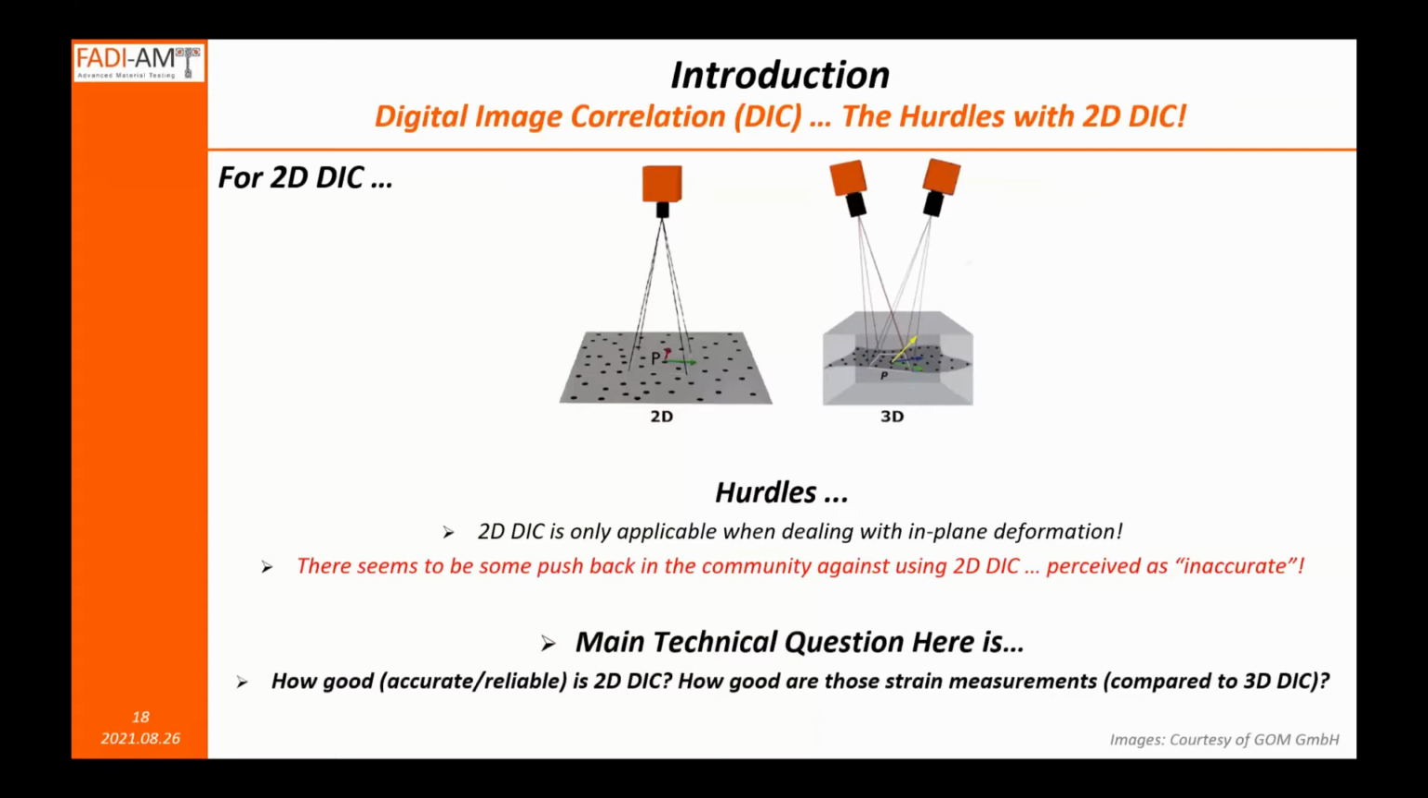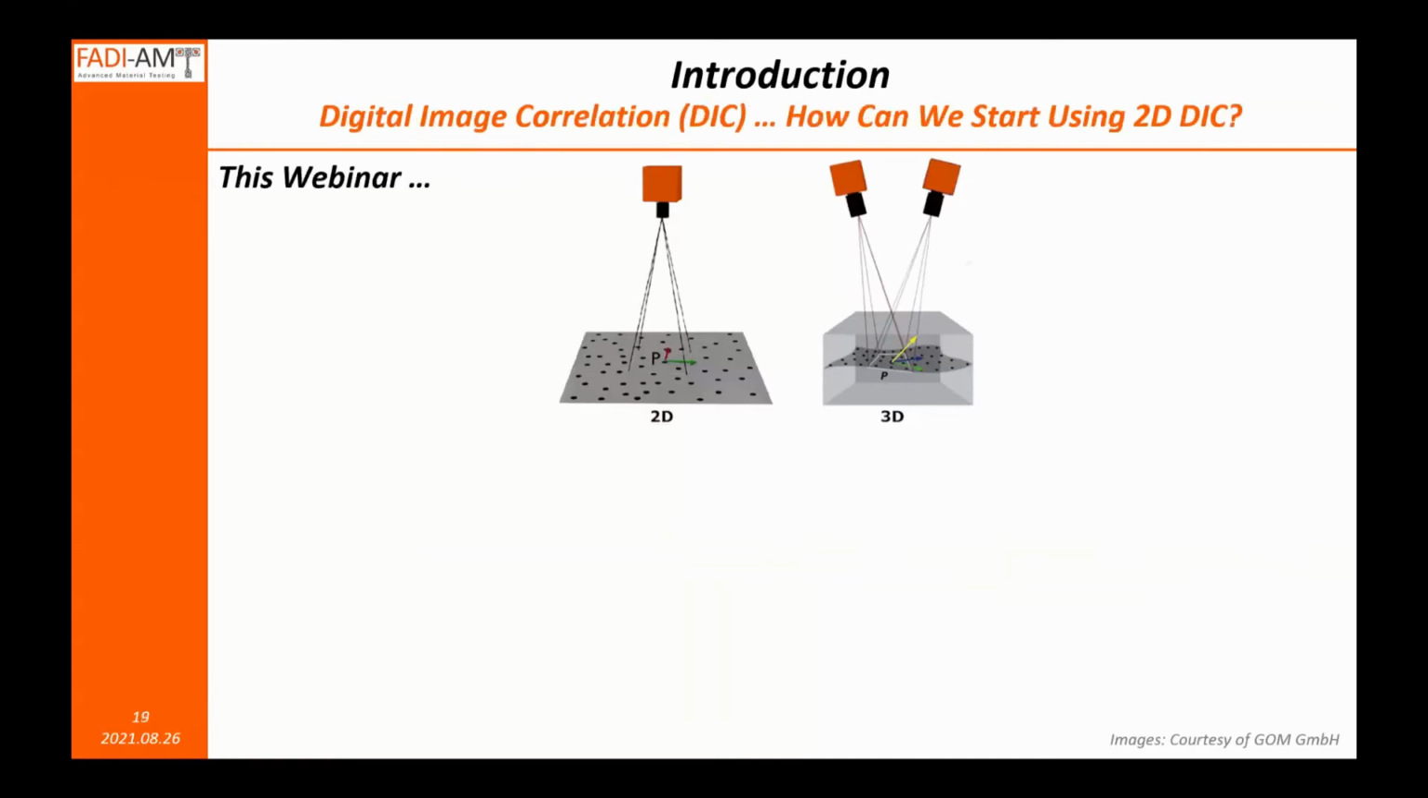And this technical question is, how good is 2D DIC? How accurate is it? How repeatable is it? And maybe a second part of the question is, how good are measurements made with 2D DIC systems compared to 3D DIC systems? If we were to assume that the ideal case scenario is to have 3D and that those measurements are perfect, how does 2D DIC compare to that? And that takes us to this webinar today.